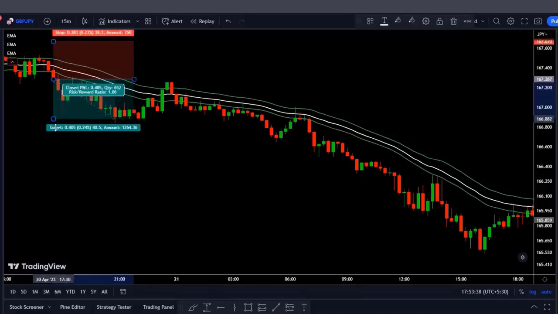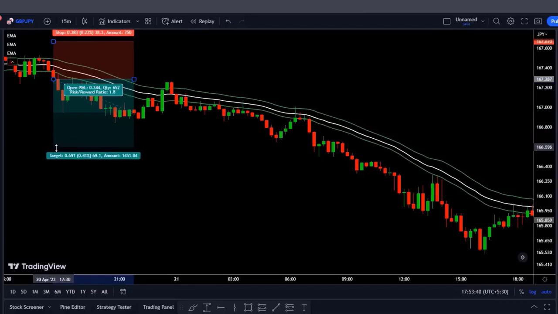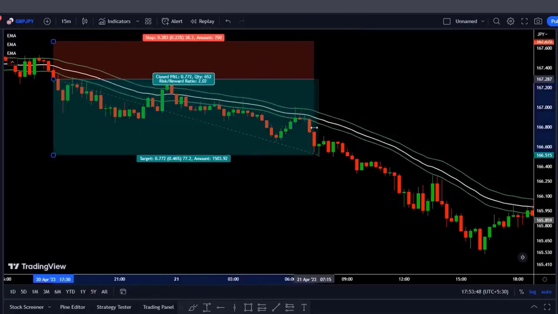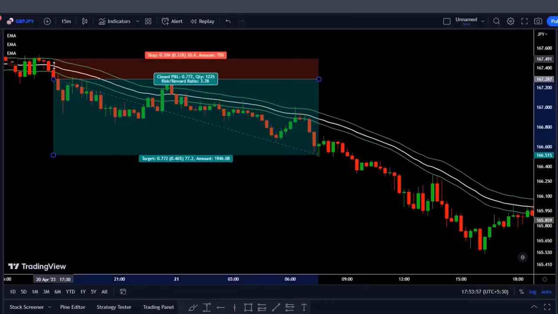Set your stop loss above the swing high or above all three moving averages. The first profit target is 1:1 and the second profit target is 1:2. When the first profit target is hit, you can move up the stop loss to break even and wait for the price to reach the second profit target, so it becomes a risk-free trade.